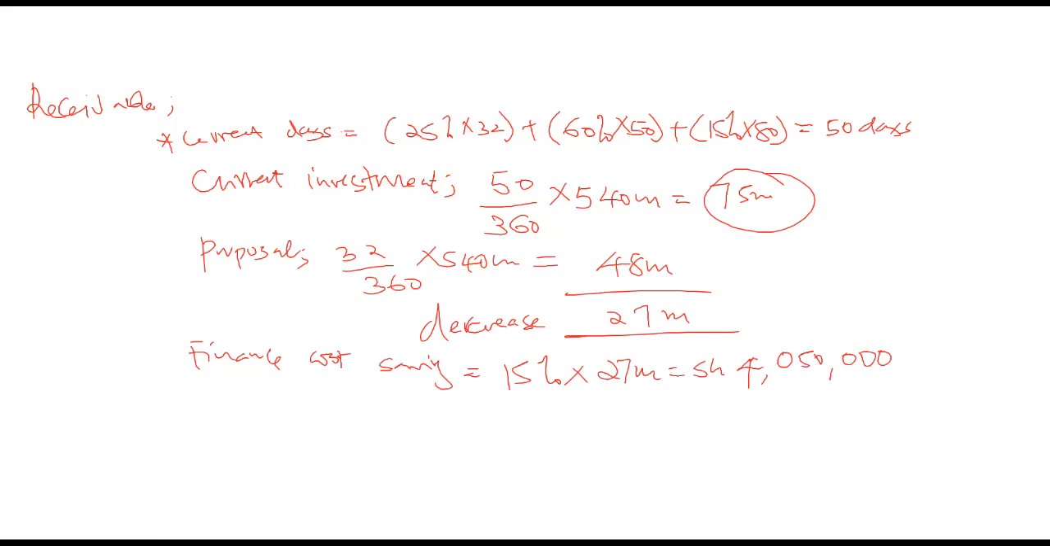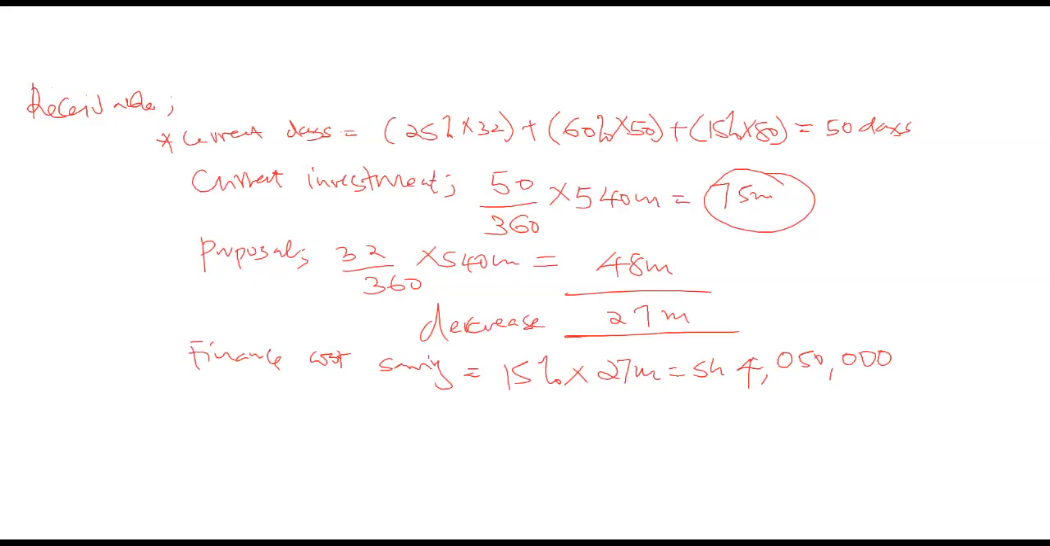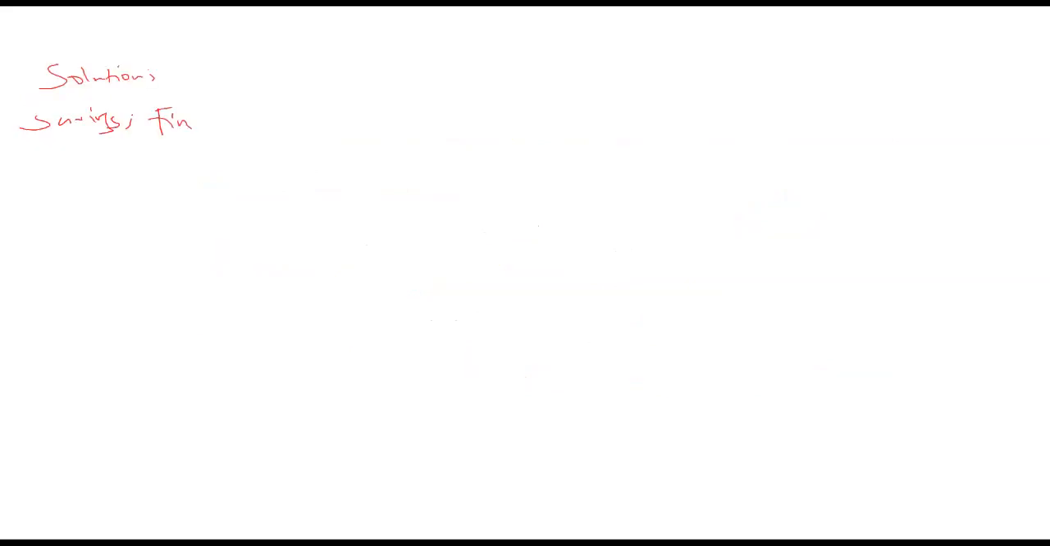Only those. I think we're done, isn't it? Yes, that's all. Now we can present our solution, therefore. So we can begin with savings. Let's go back to our workings. We have finance cost saving. Finance cost savings, in shillings, I get 4.05 million.